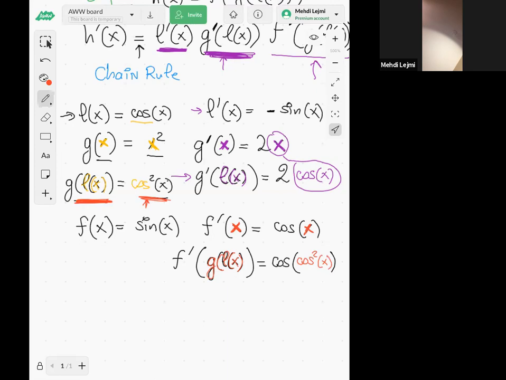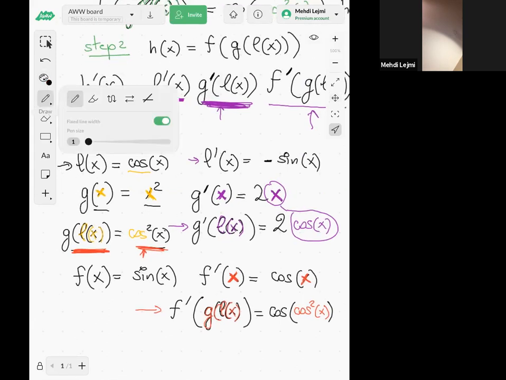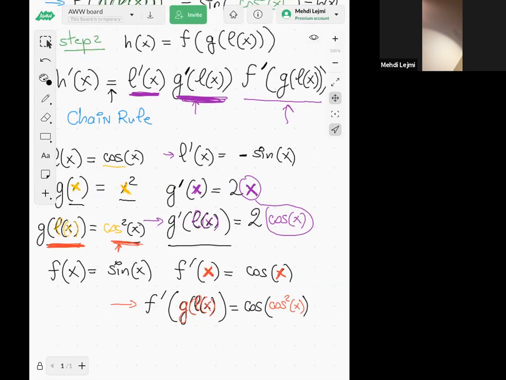Again, it's composition of functions, guys. It's not a product, right? So I have to substitute x by g of L of x. Let's come back to the formula. We need L prime. We computed L prime of x. We needed the g prime of L of x. We got our g prime of L of x, and then we need f prime of g of L of x, and that's exactly this cosine of cosine square of x.